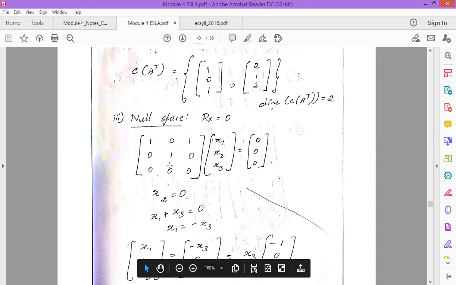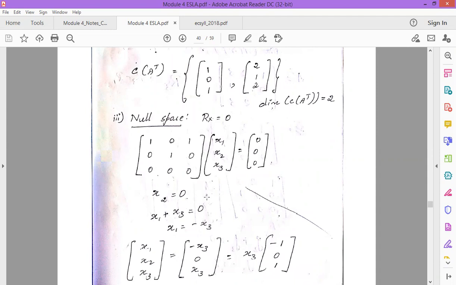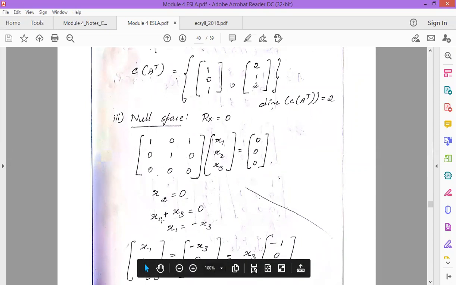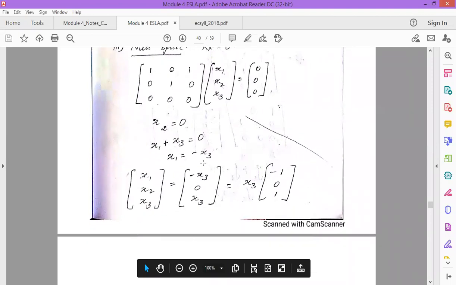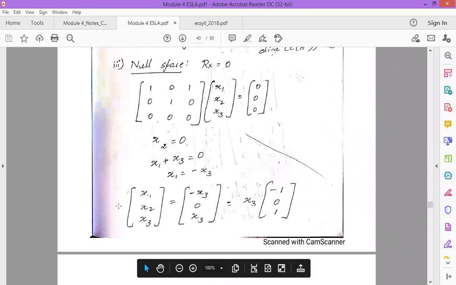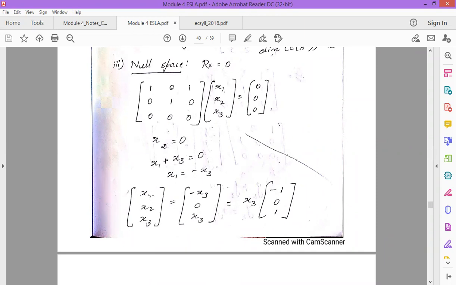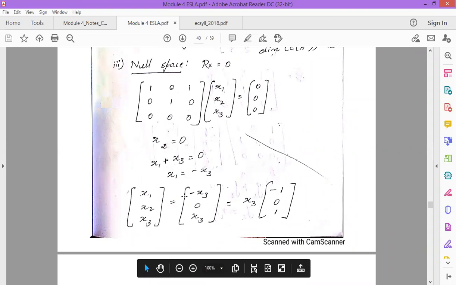So this is equation 1. And similarly from the second row, 1 into x2, so x2 is equal to 0. So the x2 value is directly given as 0. And since in the first expression x1 plus x3 is equal to 0, this implies that x1 is equal to minus x3. So now from this, we can write the equation for x as x1, x2, x3, which is equal to, in place of x1, we write minus x3, and x2 is 0 here, and x3 belongs to R, so we write x3.